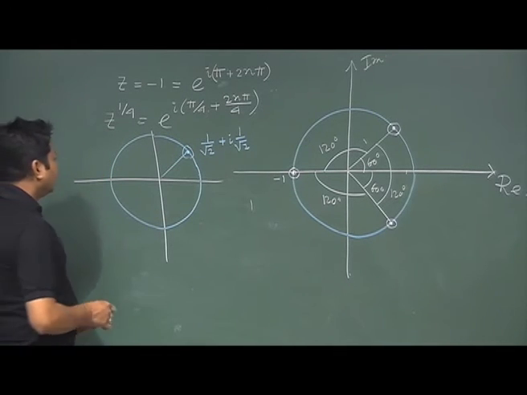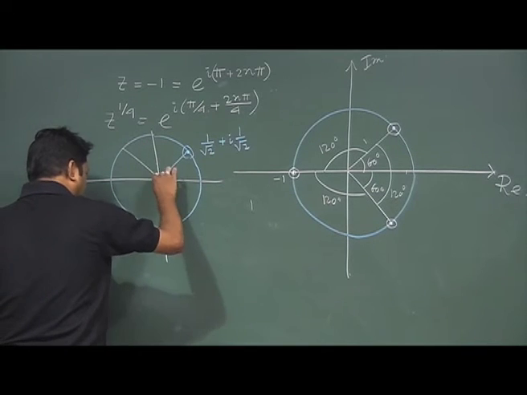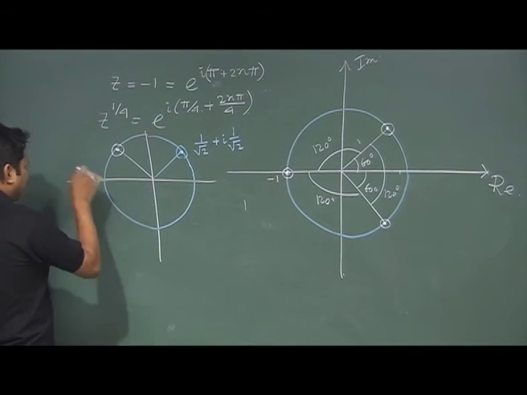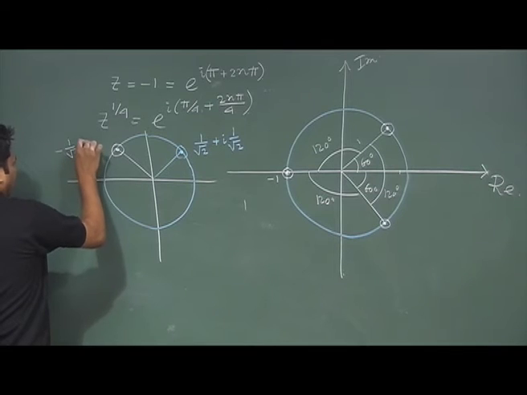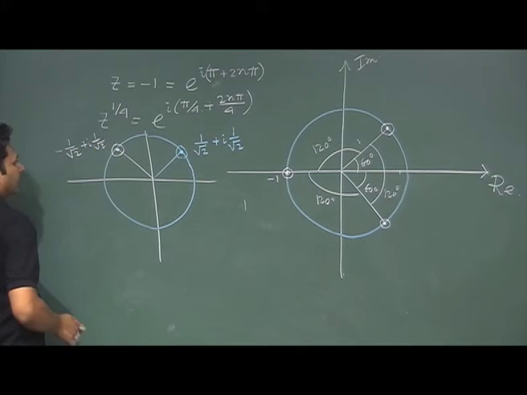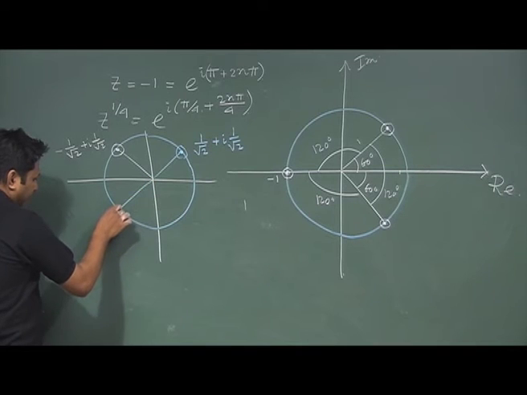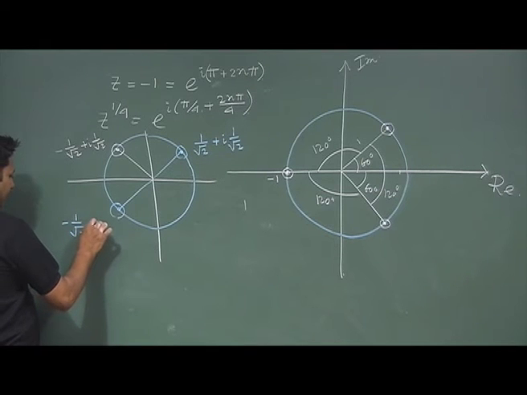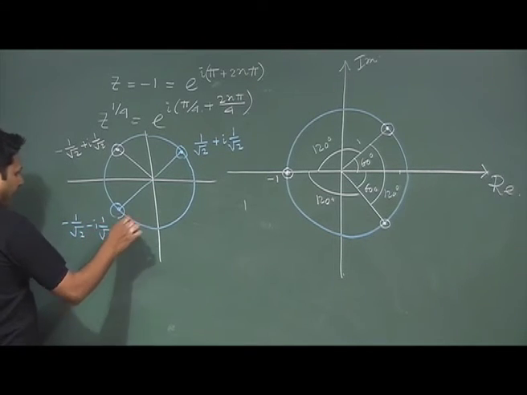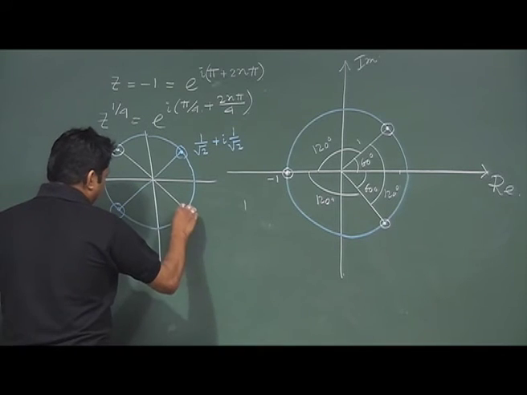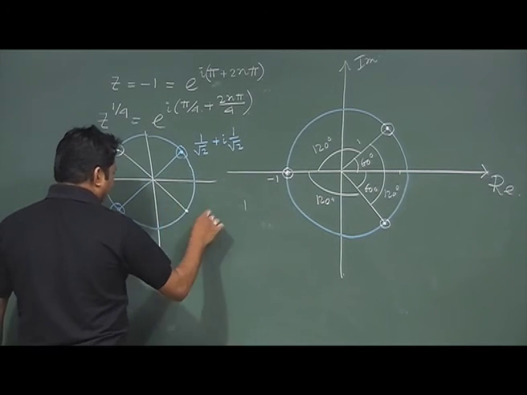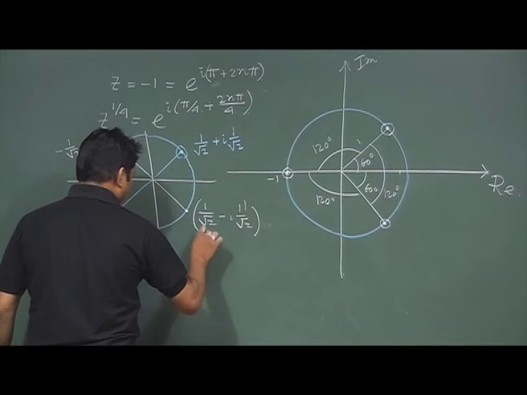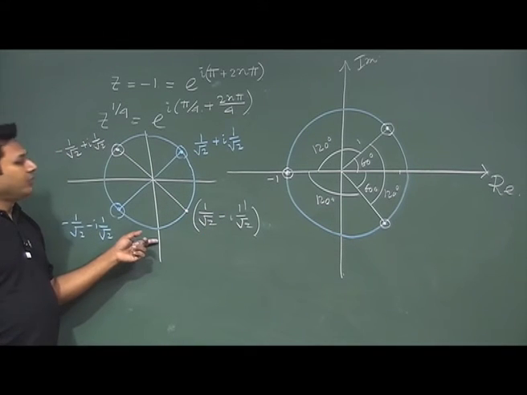If you calculate, then you will find that the next root will be here. The value will be, without doing anything, I can write the value minus 1 by root 2 plus i by root 2. Next value will fall here with both the things minus, and finally you will have the point here which is 1 by root 2 minus i by root 2. So, these will be the 4 roots of minus 1.